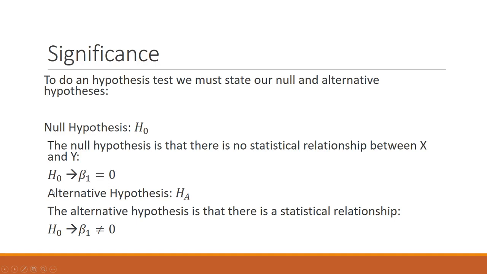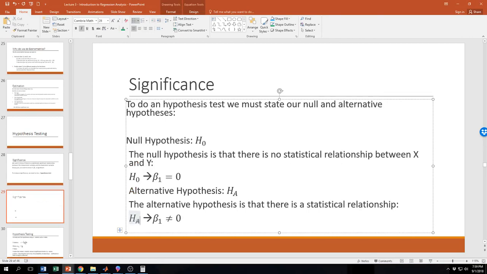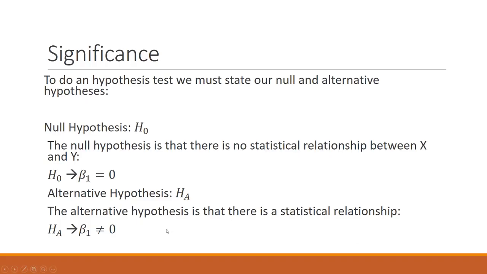But now we would expect that education would have some impact on income. So then we state our alternative hypothesis. Our alternative hypothesis is that there is a statistical relationship. That is, beta 1 does not equal 0. I've got to correct that. So the alternative hypothesis is that there is a statistical relationship, that beta 1 is not equal to 0.